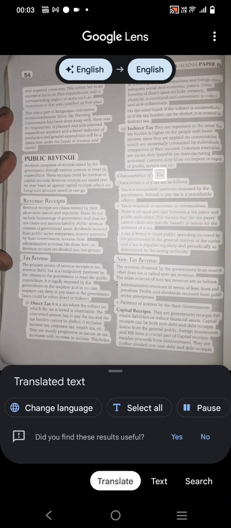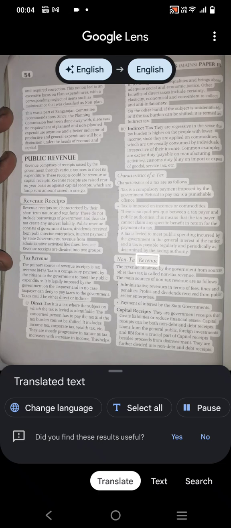Characteristics of a tax. Characteristics of a tax are as follows. Tax is a compulsory payment imposed by the government. Refusal to pay tax is a punishable offense. Tax is imposed on incomes or commodities. There is no quid pro quo between a taxpayer and public authorities. This means that the taxpayer cannot claim any specific benefit in return for the payment of a tax. A tax is levied to meet public spending incurred by the government in the general interest of the nation, and a tax is payable regularly and periodically as determined by the taxing authority.